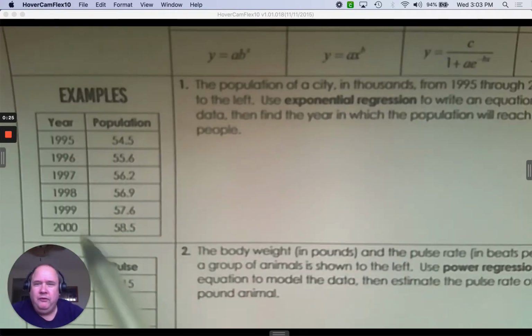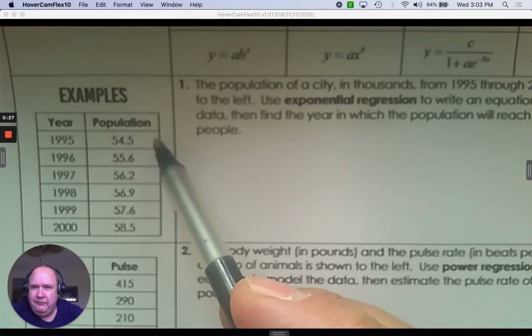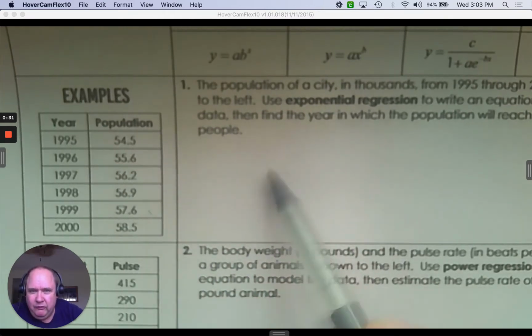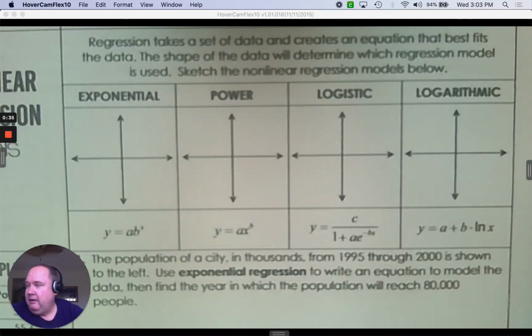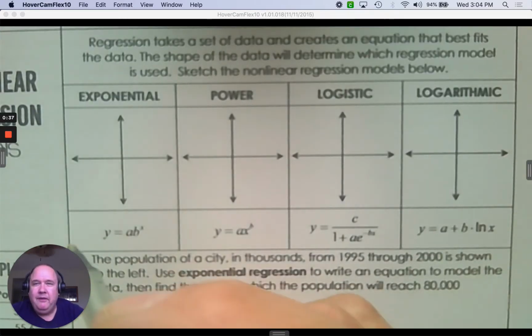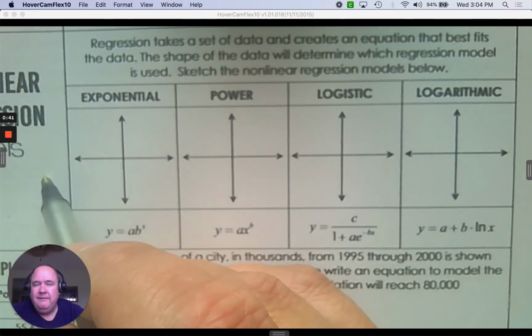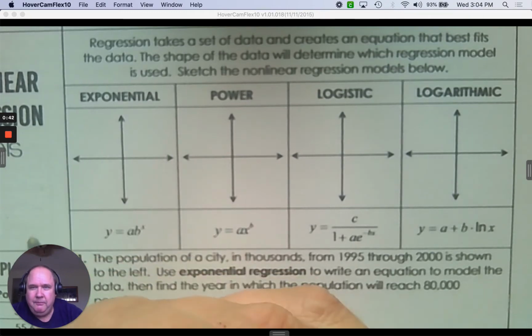So this is information about the past, and we have an equation that matches up to it, and then we can use that equation to answer a question in the future to predict what's happening. So you might have done this before with a line, where you find the line of best fit and then use a linear model to predict the future.